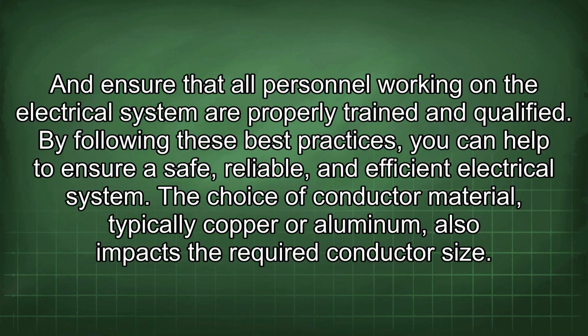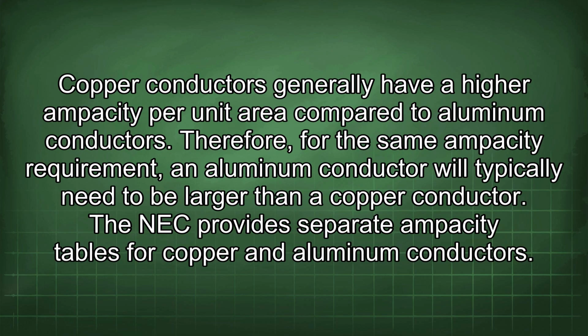The choice of conductor material, typically copper or aluminum, also impacts the required conductor size. Copper conductors generally have a higher ampacity per unit area compared to aluminum conductors. Therefore, for the same ampacity requirement, an aluminum conductor will typically need to be larger than a copper conductor. The NEC provides separate ampacity tables for copper and aluminum conductors.